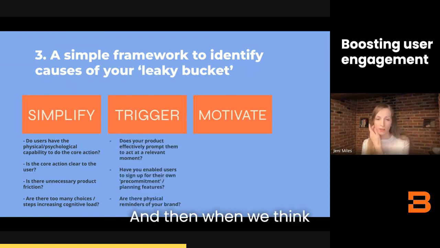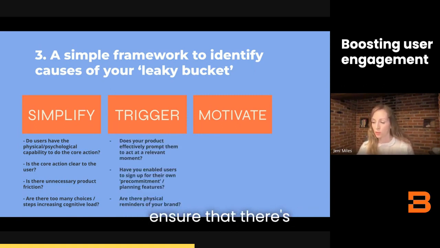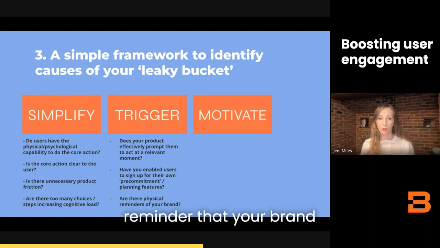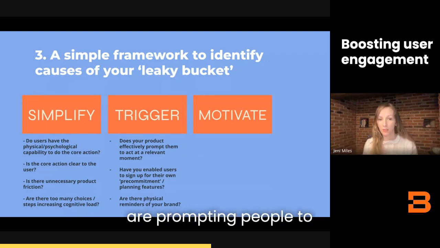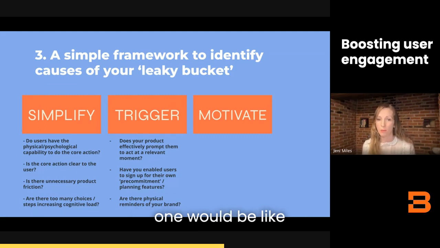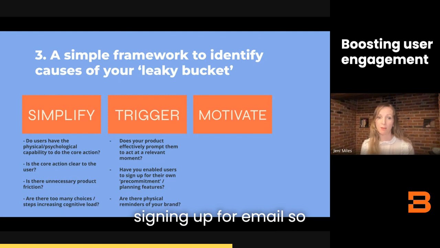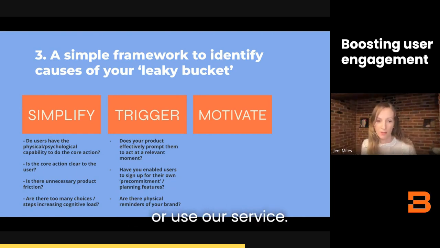And then when we think about what we mean by trigger, what I'm talking about here is how you can ensure that there are reminders, prompts, any form of salient reminder that your brand or your service actually exists, and ideally that they are prompting people to act in a highly relevant moment. So one obvious one would be setting up notification reminders for a digital product, signing up for emails so that you can send these external triggers to say to the user, hey, we still exist, you can use our product or use our service.